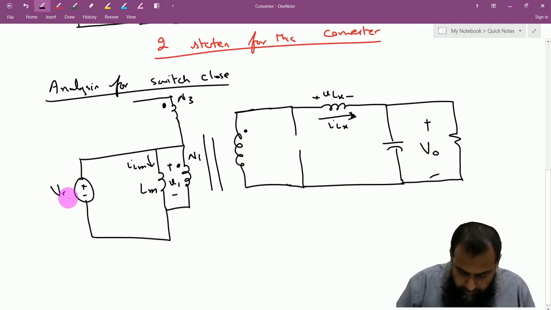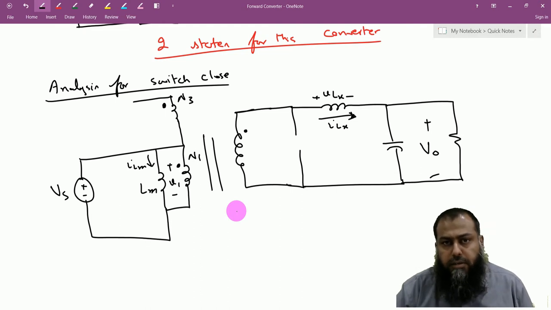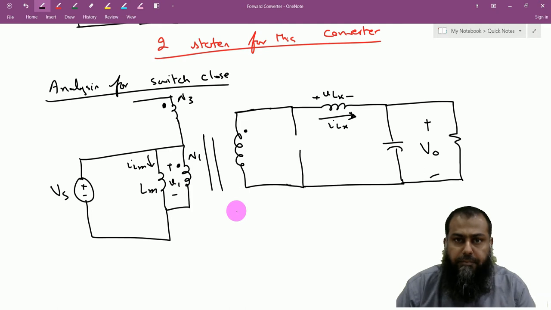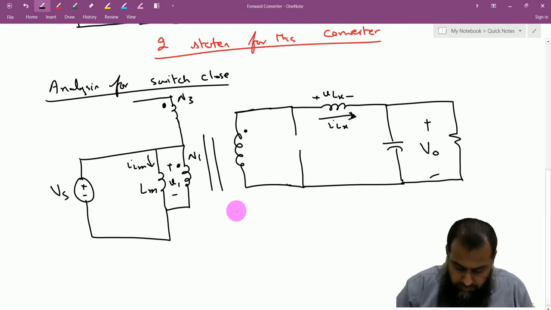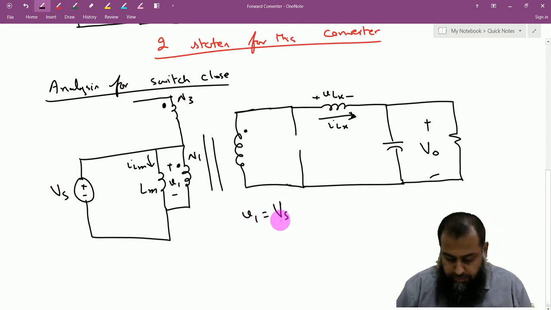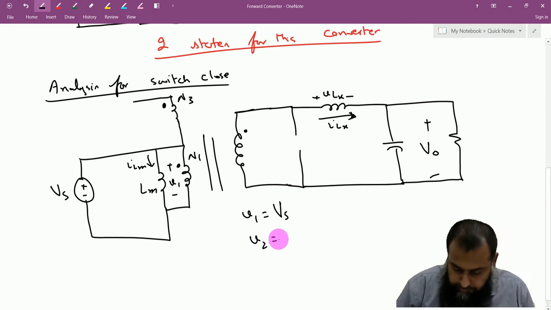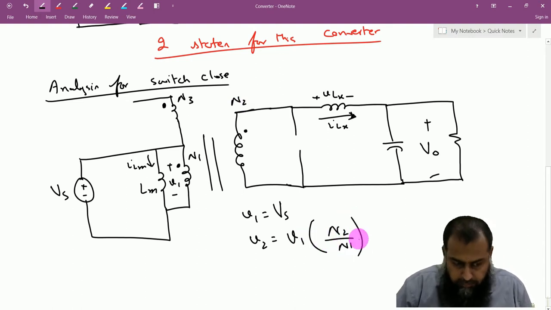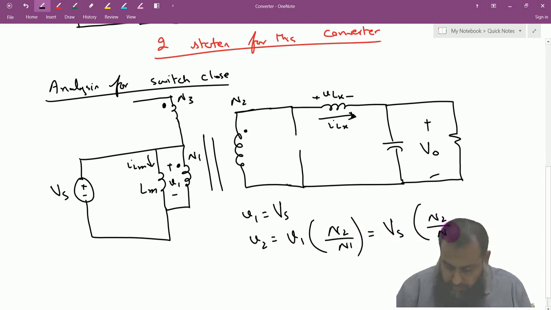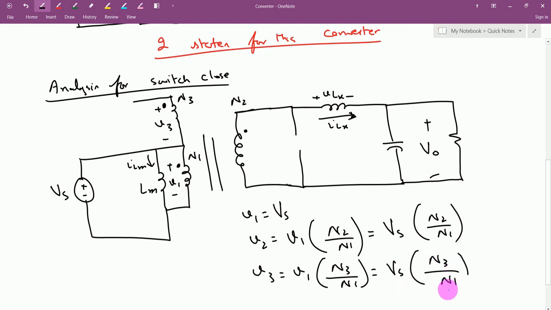Now, when we design this system, we create an equivalent circuit to establish expressions that define the voltage gain and the stresses on the semiconductor devices that we use. So if we look at the analysis when the switch is closed, V1 is equal to Vs, which is the supply voltage applied to the winding N1. We have V2 equal to V1 times N2 over N1, that is equal to Vs times N2 over N1. Likewise, V3 is equal to V1 times N3 over N1, that is equal to Vs times N3 over N1.